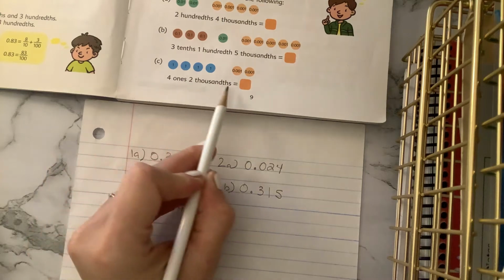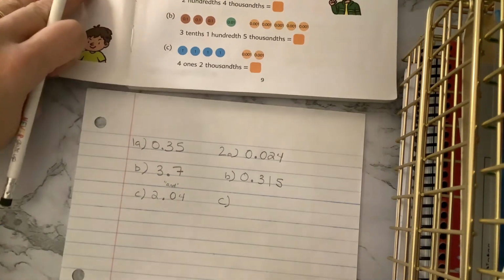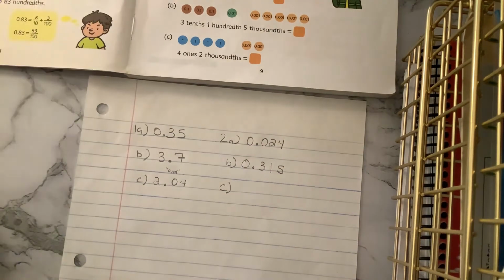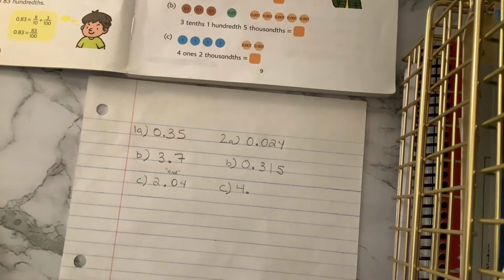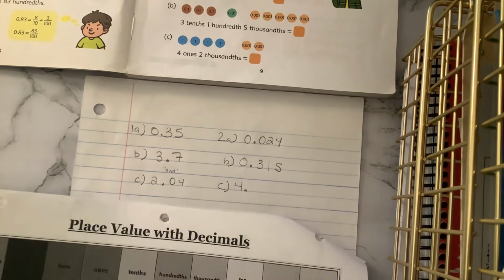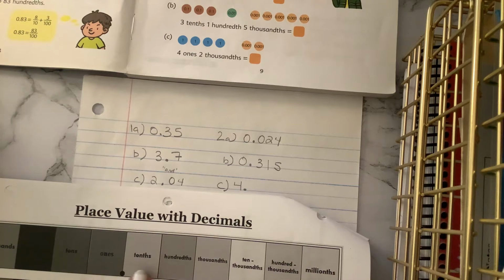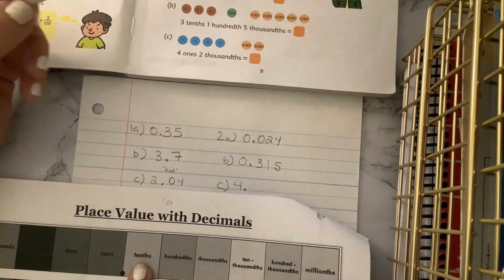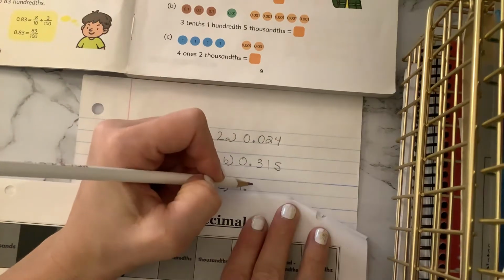Let's take a look at C. So we start with ones always. The ones place. Are there ones? Yeah, how many? 4. So in this case, we're going to write 4 followed by our decimal point. And then remember, we have to go place value by place value. So after ones comes tenths. Are there any tenths? No, so we write a 0.